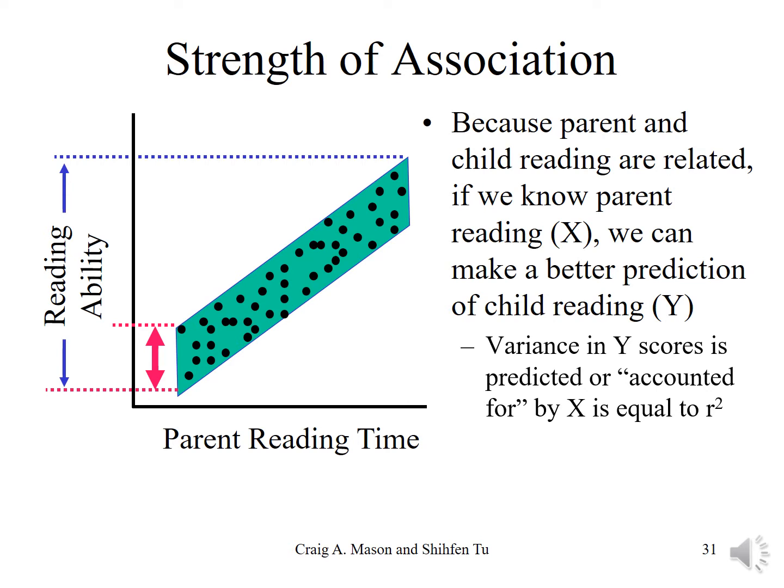In this case, the proportion of variance we could account for was 0.36, or 36% of the variance in child reading ability. We can also estimate the proportion of the variance in reading ability that is not accounted for or is unrelated to parent reading time. This is just 1 minus r squared, or in this case, 1 minus 0.36 or 0.64. In other words, 64% of the variance in reading ability is still unaccounted for.